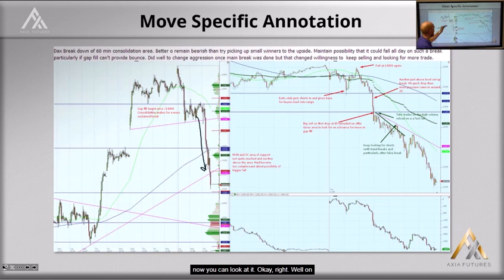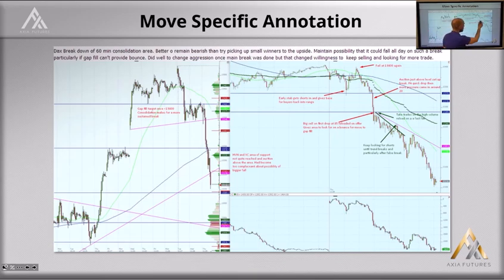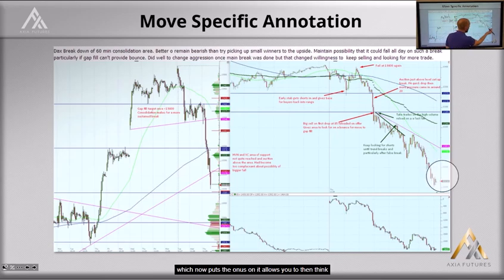Now you can look at it and go, okay, well, on these big trending moves into a gap, what happens? Where's the pace? Where's the steadiness? How do you play these types of moves? How have you then got to generate trades? This is your classic breakout smoking chimney move, which now puts the onus on you.